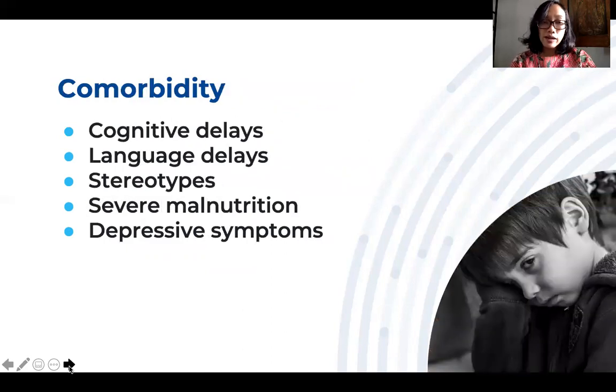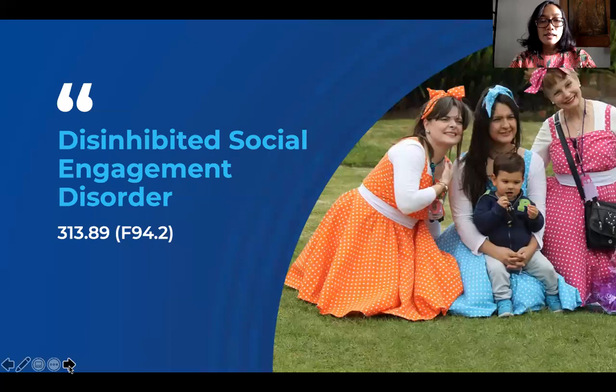However, RAD, or reactive attachment disorder, may come together with some of these conditions, including cognitive delays, language delays, severe malnutrition, and depressive symptoms. All of these may be comorbid with RAD because of the severe neglect or abuse experienced by the children. And the next diagnosis for children under trauma and stressor-related disorders is disinhibited social engagement disorder.